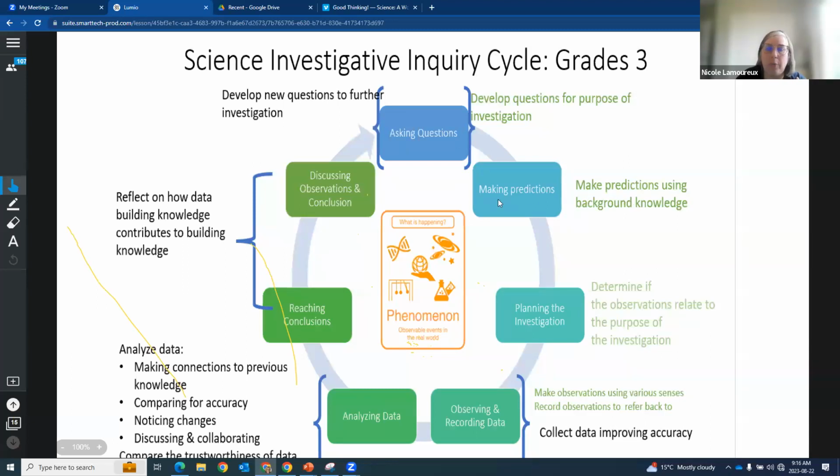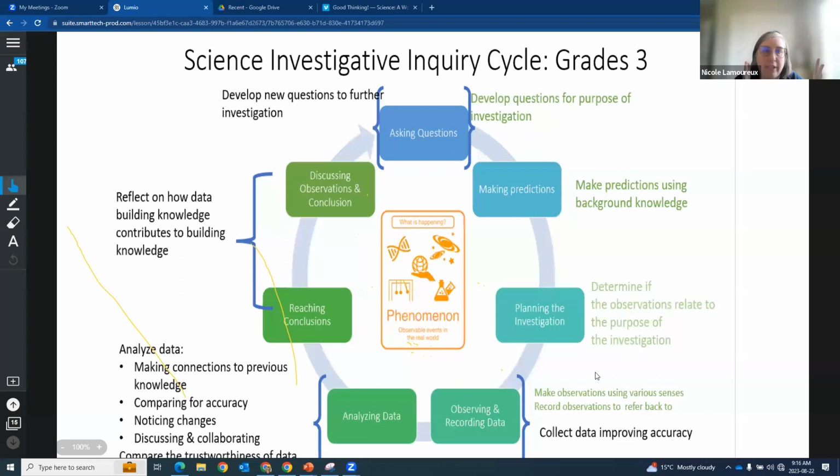Making predictions, keep doing that. That comes forward from grade 1. And determine if the observations relate to the purpose. They should still be doing that. They should still be thinking about their predictions and what am I going to observe? Is that going to help me answer the question, right? And they're making and recording observations all the way from grade 1. And now we're going to add a layer of unpacking that: collecting data to improve accuracy.